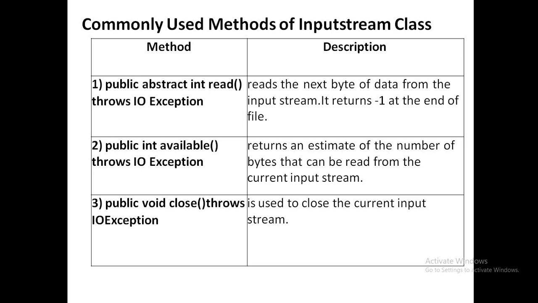Commonly used methods of input stream class. Public abstract int read: this method reads the next byte of data from the input stream, and it would return -1 at the end of the file. Public int available, where available is a method that returns an estimate of the number of bytes that can be read from the current input stream. Public void close. So here close is a method that is used to close the current input stream.